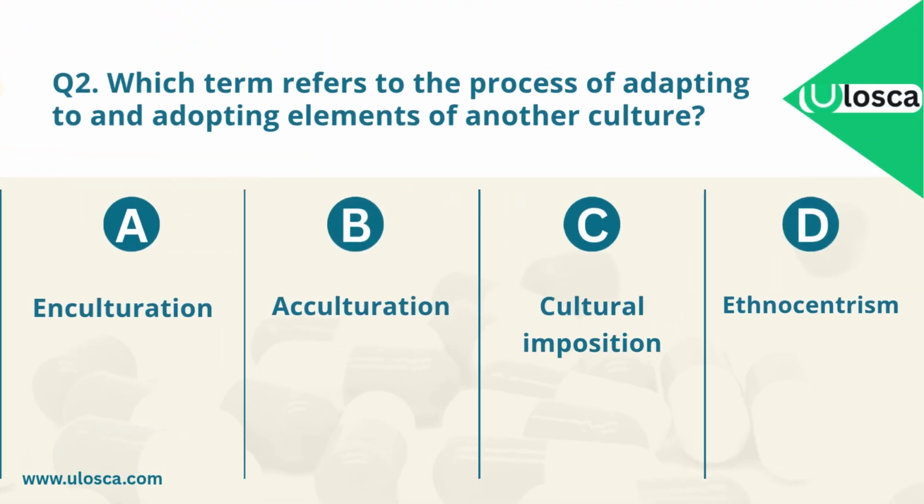Question 2. Which term refers to the process of adapting to and adopting elements of another culture? A. Inculturation. B. Acculturation. C. Cultural imposition. D. Ethnocentrism. Which one is the correct answer?